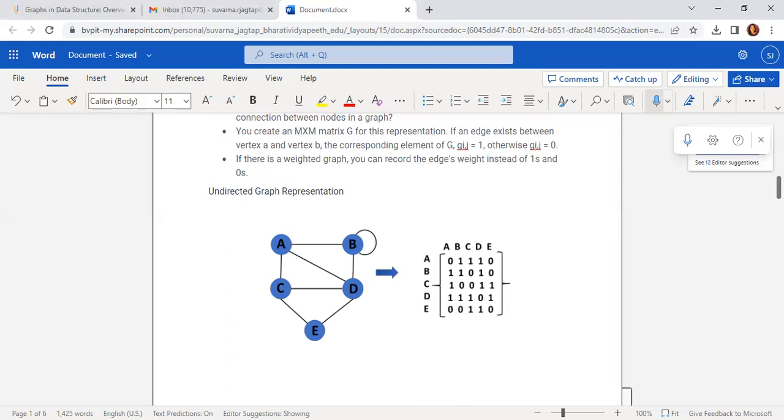If you look at the first row, A to A is 0 because there is no self loop for A. A to B is represented by 1. A to C is also represented by 1. A to D is also represented by 1. And as there is no edge between A and E directly, A to E is kept as 0. So the way in which the graph is represented in the form of a matrix, which shows the adjacent vertices and the edges lying between them, is called an adjacency matrix.